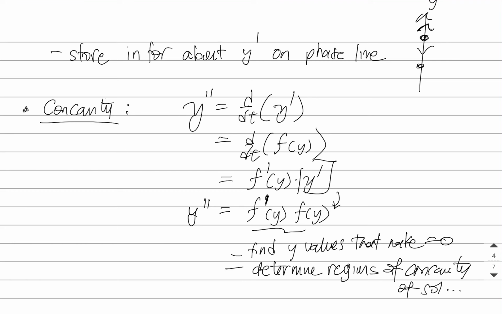So that's the nice thing. There's a ton of information you can get out from an autonomous equation just from the equation. You don't have to solve the equation. All of this information is popping out, and all of this information is going to be useful in graphing a nice picture of the solution.